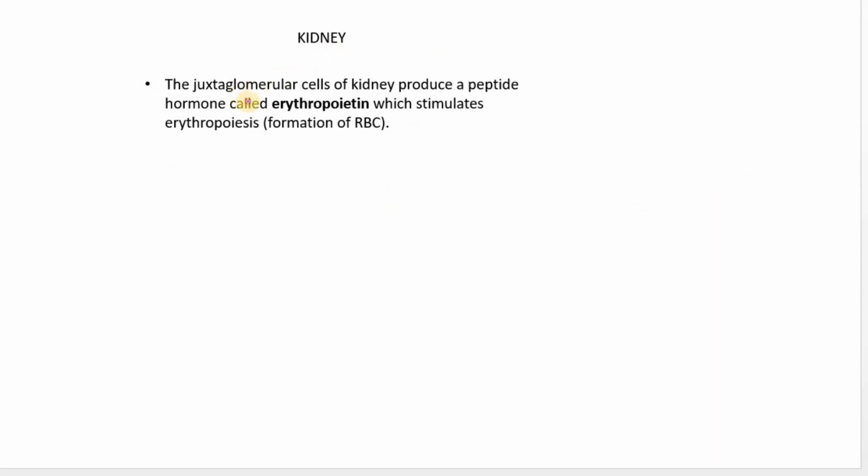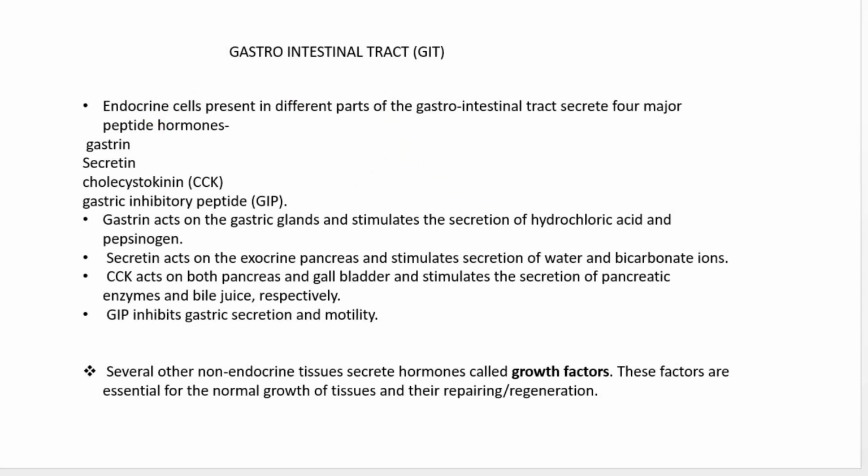Kidney, the juxtaglomerular cells of our kidney produce a hormone known as erythropoietin. Erythropoietin helps in the formation of RBCs. GIT or gastrointestinal tract. Endocrine cells are present in different parts of the GIT, which secrete majorly 4 types of hormones. These are the peptide hormones: gastrin, secretin, cholecystokinin and gastric inhibitory peptide.